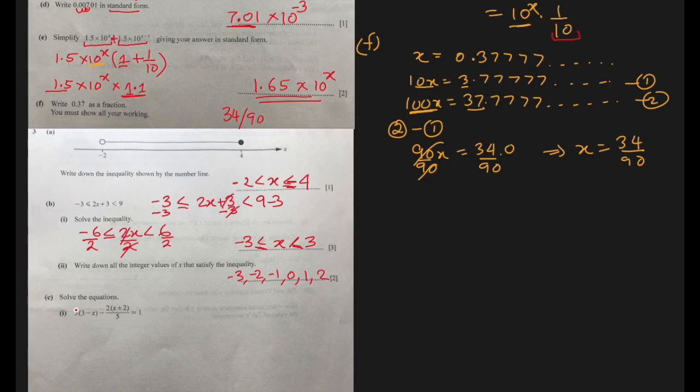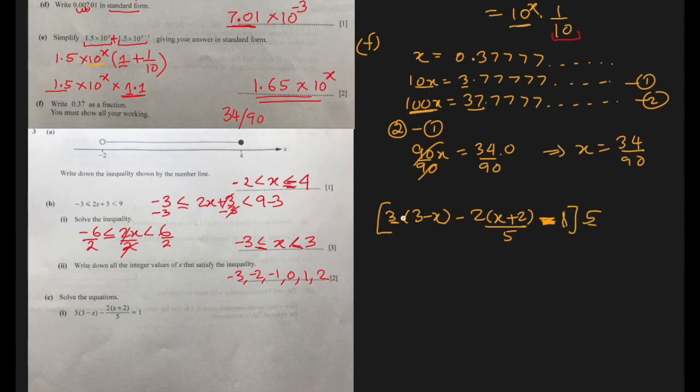Alright, finally solve the equation. Let me write that equation here. 3 minus x minus (2x plus 2) over 5 equal to 1. Whenever you have only one part with a denominator, and the rest of them don't have one, in an equation only, okay? Multiply the whole equation by that denominator. It will make your job easy.